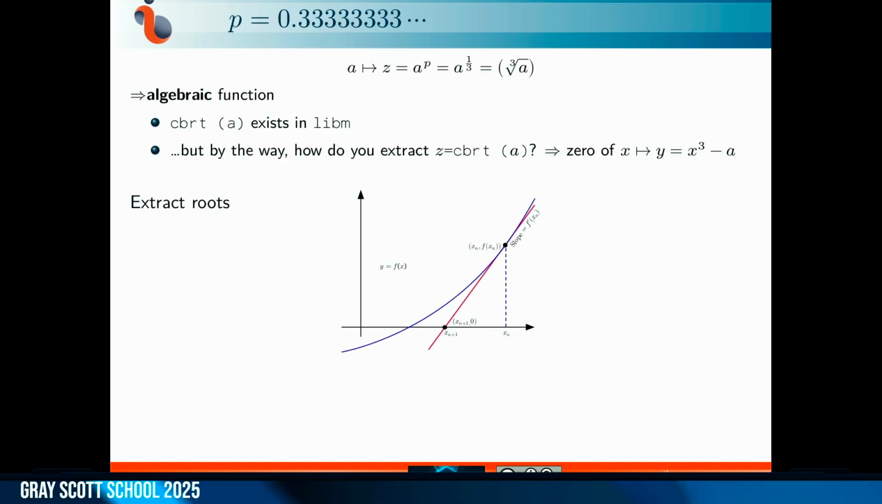The physicists agreed to this small change of the value of p. It was negligible. So how would we proceed to evaluate the cube root? It's an algebraic function. First, it exists in the libm, so it's always nice when we can use existing libraries. But by the way, how would you extract a cube root? Any idea?